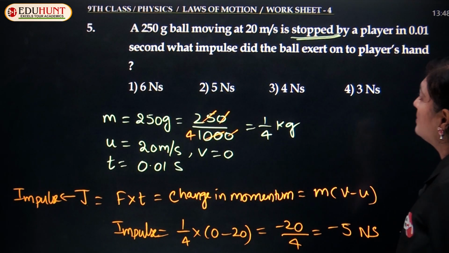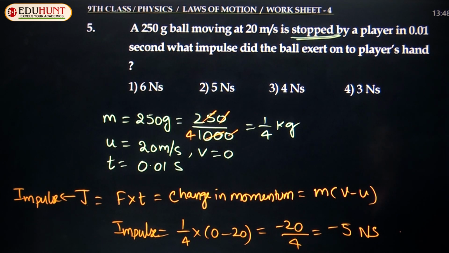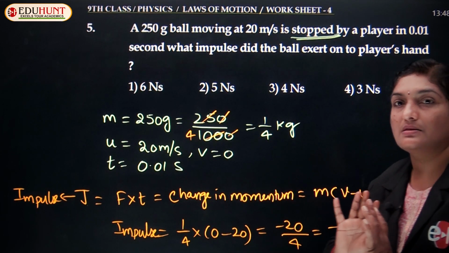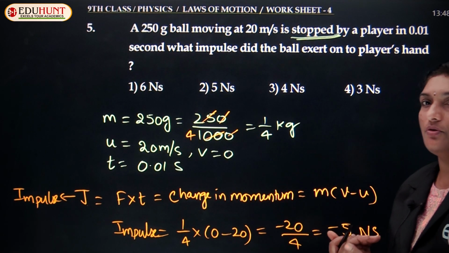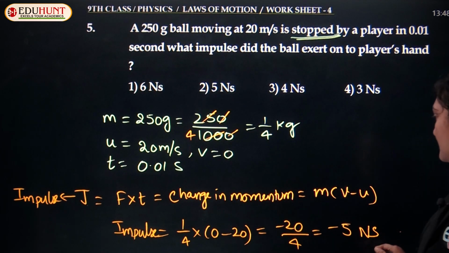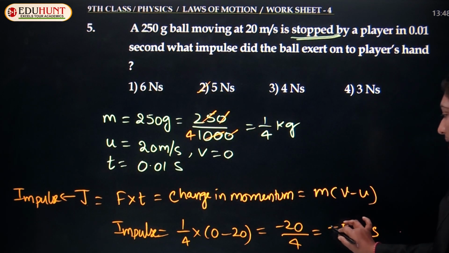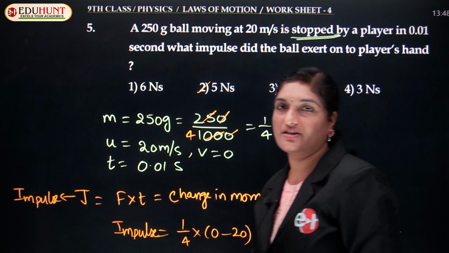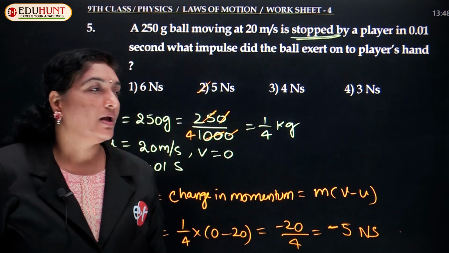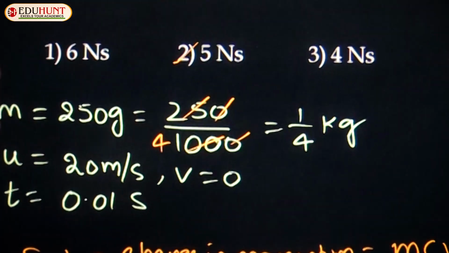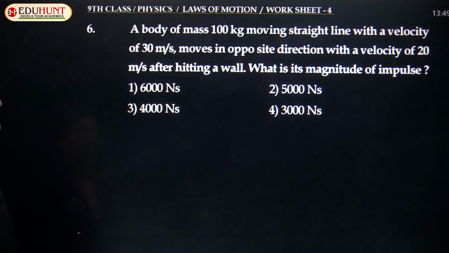So the impulse the ball exerted onto the player's hand is: the ball is moving, the player was stopping. So this ball exerts the force on the man in the opposite direction, that is 5 Newton second. Minus indicates only the direction in which it is acting. And the magnitude of that is nothing but 5 Newton second. Okay. So now moving to the last question, children.